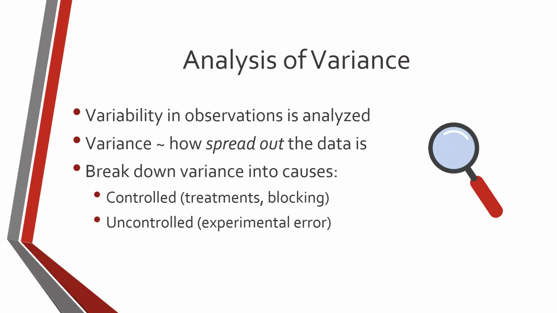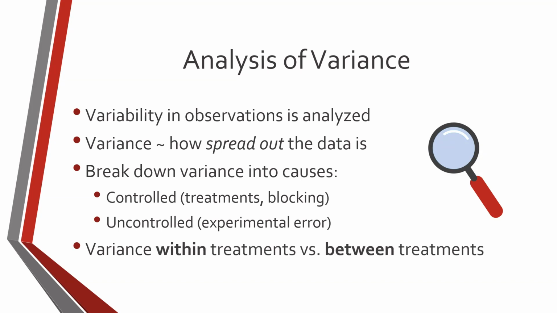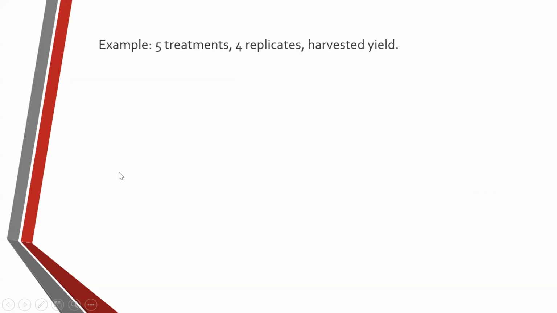And then the experimental error is the uncontrolled. So basically, we're considering if the observed differences that we have seen are due to chance, then the variance between treatments must agree with the variance within treatments. That's ultimately the big question that we're trying to answer here with the analysis of variance.